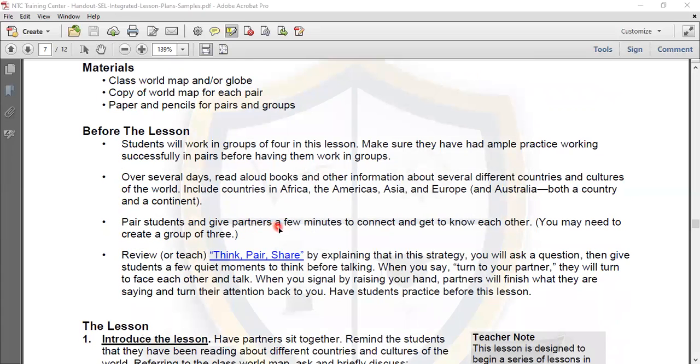Pair students and give partners a few minutes to connect and get to know each other. You may need to create a group of 3. Review or teach think-pair-share by explaining that in this strategy you will ask a question, then give students a few quiet moments to think before talking. When you say turn to your partner, they will turn to face each other and talk. When you signal by raising your hand, partners will finish what they are saying and turn their attention back to you. Have students practice before this lesson.